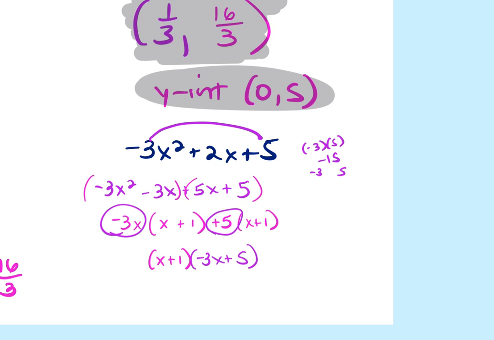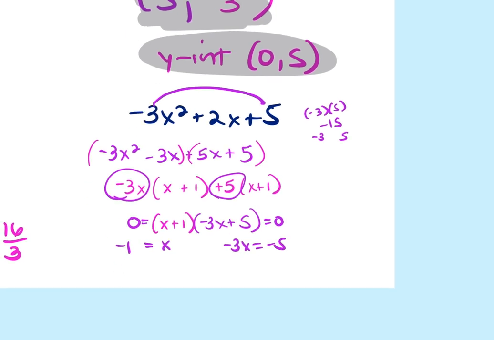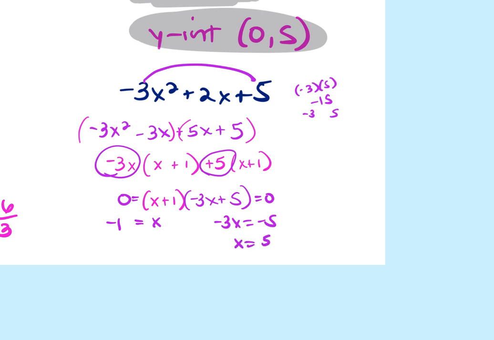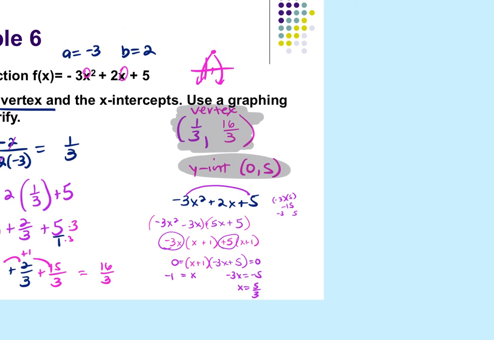Now I need to solve these. So I split and solve here. I set them each equal to 0. And I get x equals -1. Negative 3x equals -5. X equals positive 5/3. And if I had graphed that, -1 would be left of my y-axis. 5/3 is 1 2/3. So right, and then I'd make my parabola.